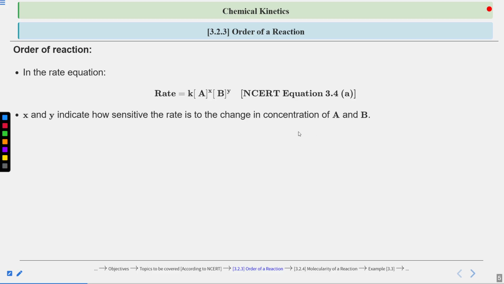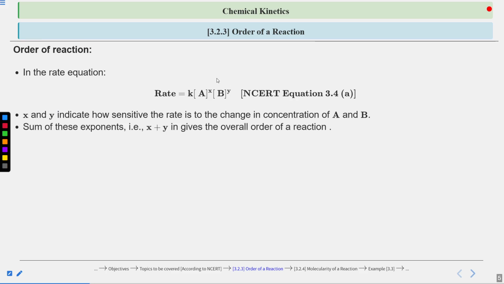If we change the concentration of A and B a little, the rate will be affected very much. This we have also seen through a table: if we double the concentration of a particular reactant, then the rate is affected majorly, and if we double the concentration of the other reactant, then the rate will not be affected that much. That's how we determine these x and y values, right? This we have covered. So as I'm saying, in this given rate equation, k times A to the power x, B to the power y, x and y indicate how sensitive the rate is to the change in the concentration of A and B.